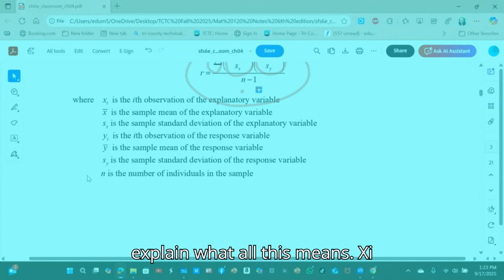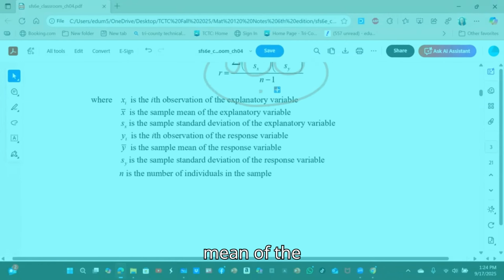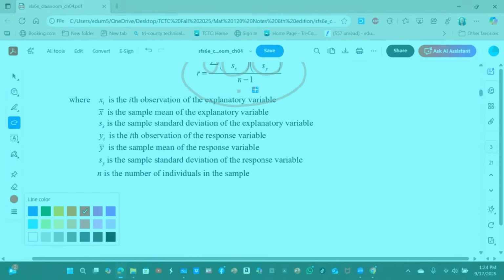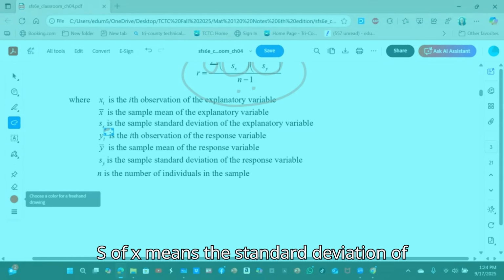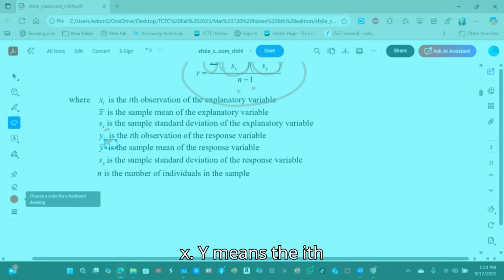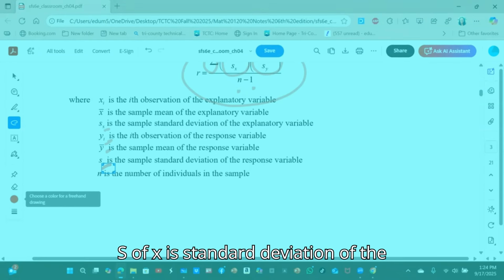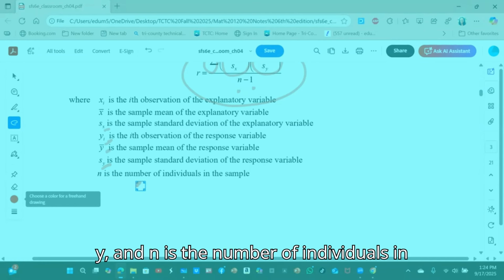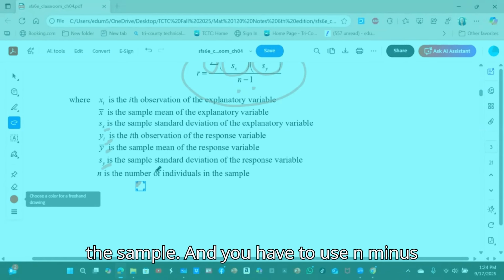So it's trying to explain what all this means. Xi means the ith observation of the variable. X bar means the mean of the explanatory variable. S of X means the standard deviation of X. Yi means the ith observation of Y. Y bar is the mean of Y. S of Y is the standard deviation of Y, and N is the number of individuals in the sample. And you have to use N minus 1.